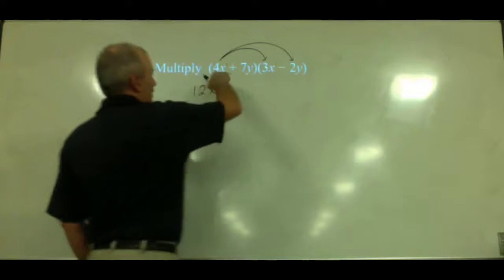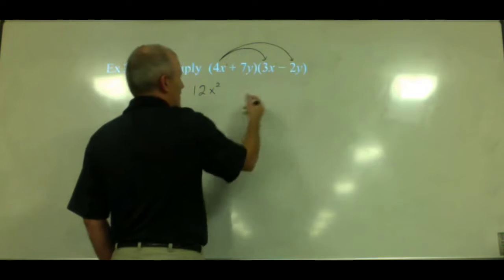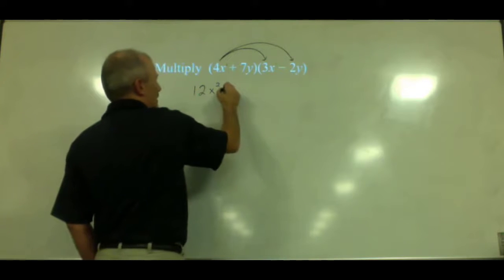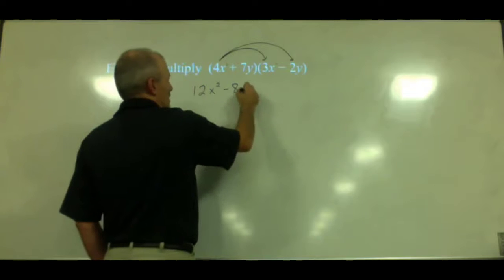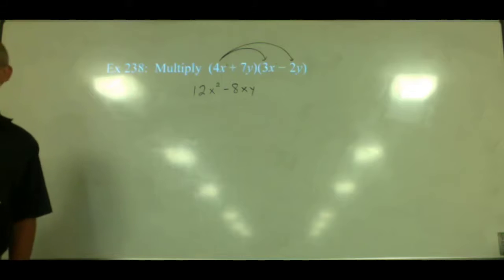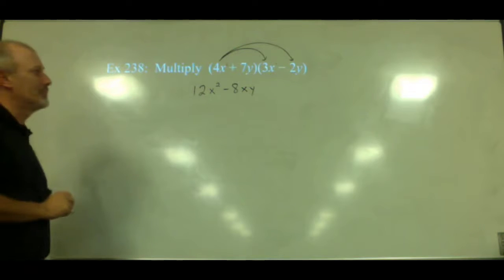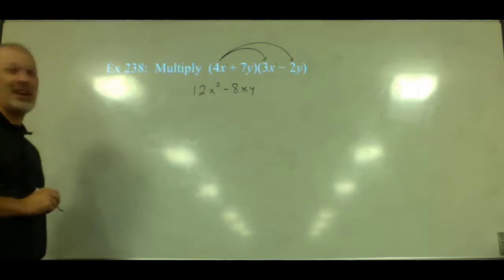Then 4x times the negative 2y. What does that give us? Negative 8. X and y. There's just one of each, right? Okay. So we've taken care of the 4x. What do you think we might do with the 7y?